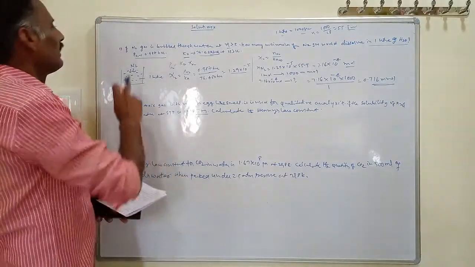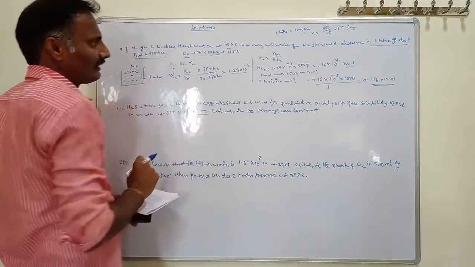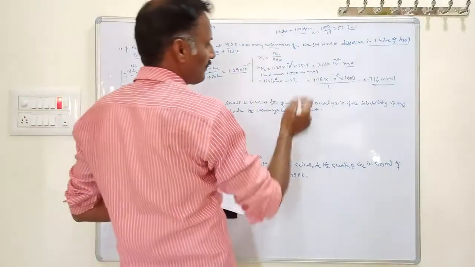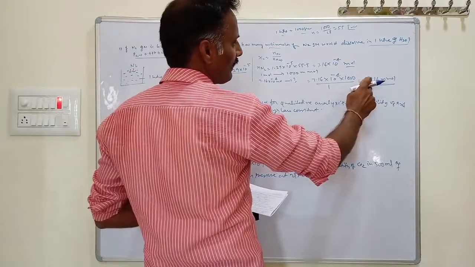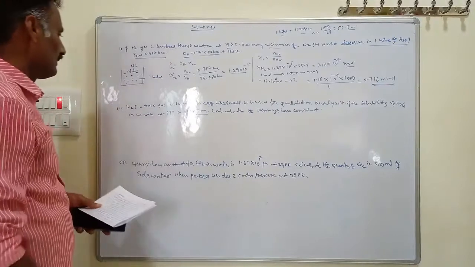That is, if nitrogen gas is bubbled through water at 293 Kelvin, how many millimoles of N2 is dissolved in 1 liter of water? How many millimoles they are asking here? That's why millimoles, nothing but here you are converting moles into millimoles. This is 0.716 millimoles.